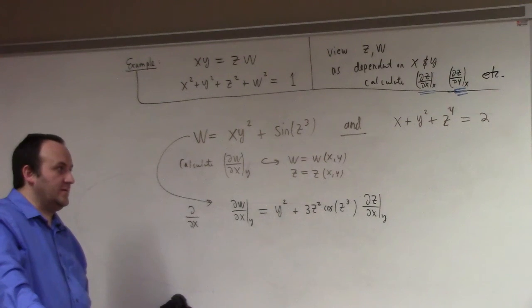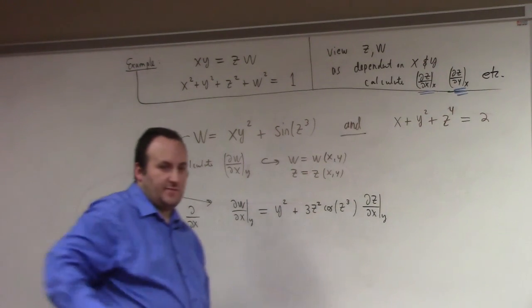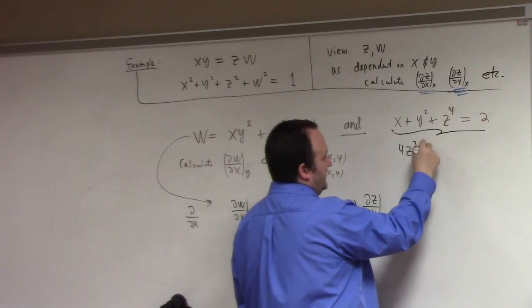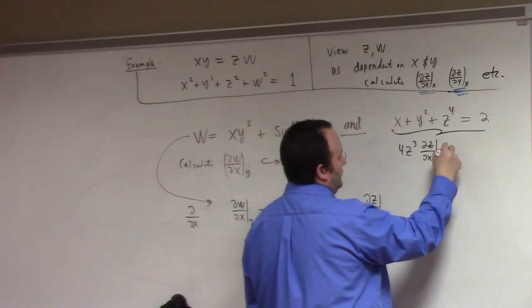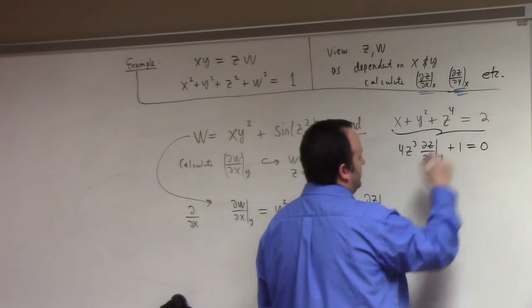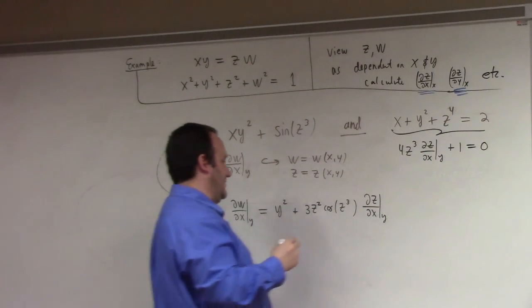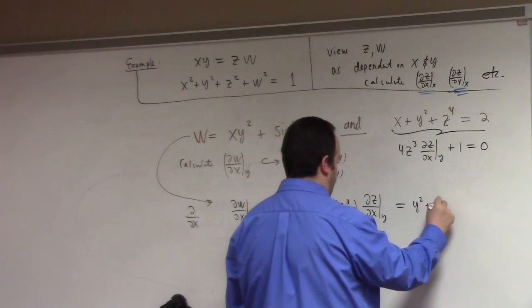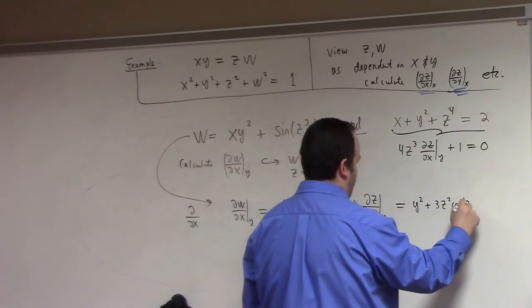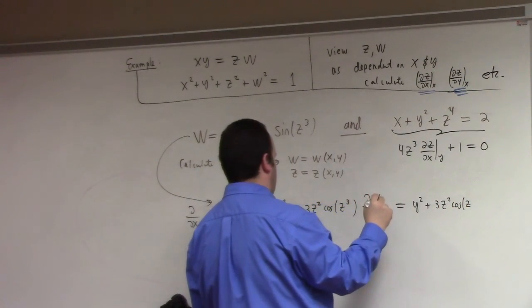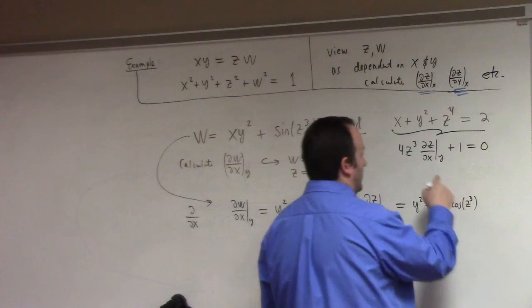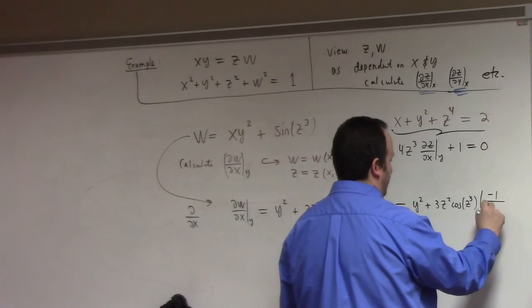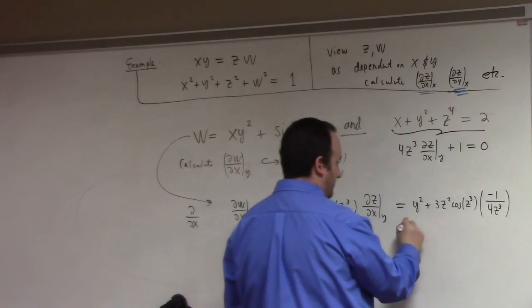Okay. But then you see, to figure out what is partial z partial x in terms of x and y, you go to the other equation. This tells us that 4z³ partial z partial x holding y fixed plus 1 is equal to 0. So that means that this is y² plus 3z² cosine of z³. And then solving that, I get minus 1 over 4z³, right? And there you go.